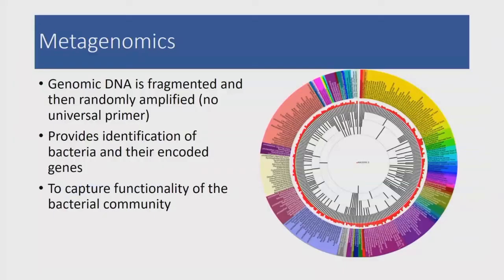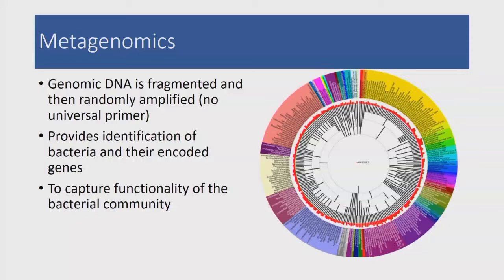So there are some methodologies to try and overcome those, to try and determine what the functionality is and whether we can potentially identify what the bacteria mean. We can use metagenomics to try and identify the functionality or the encoded genes of the bacteria, where we fragment and randomly amplify the genomic DNA that's present in a sample. Again, that produces an enormous amount of data, and we don't necessarily know whether those genes are actually correlating to an expression and a functional change.